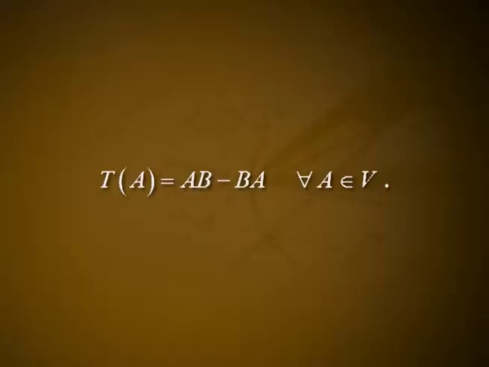Example 8. Let V be a vector space of all n by n matrices over the field F and let B be a fixed n by n matrix. Let T from V to V be defined by T of A is equal to A into B minus B into A for A belongs to V. We verify that T is a linear operator.